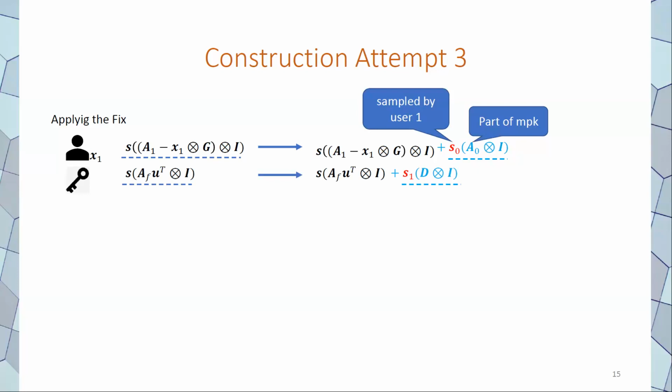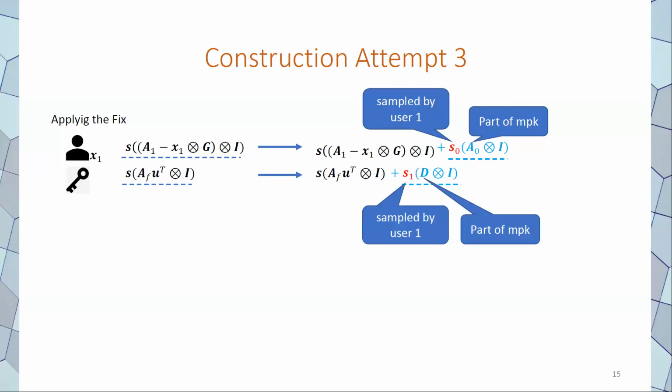Similarly, the key is generated in a way so that after applying evasive LWE, the term that we get is not just this term, but is masked with S1D tensor I. Notice that the way we are computing this, we take the product of the key and the SB hint given from user 1. This S1 has to be sampled by user 1, and D is public. With this modification, the first term is good, but in the key, we see that there is no randomness coming from the key generator.